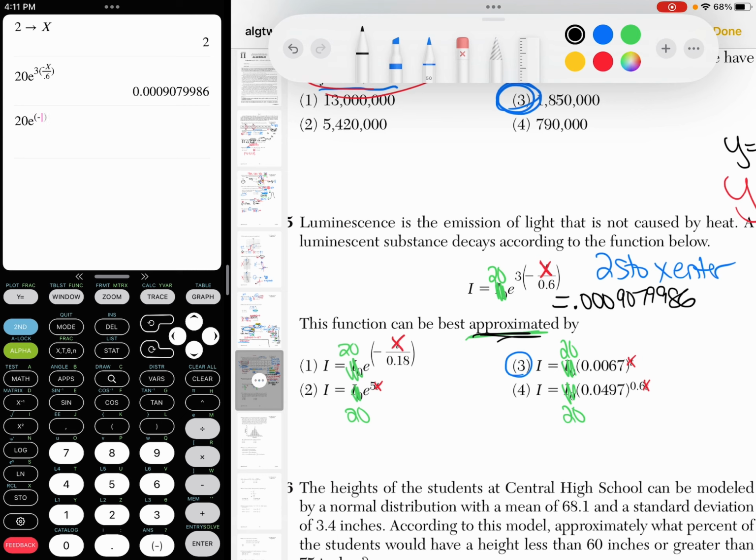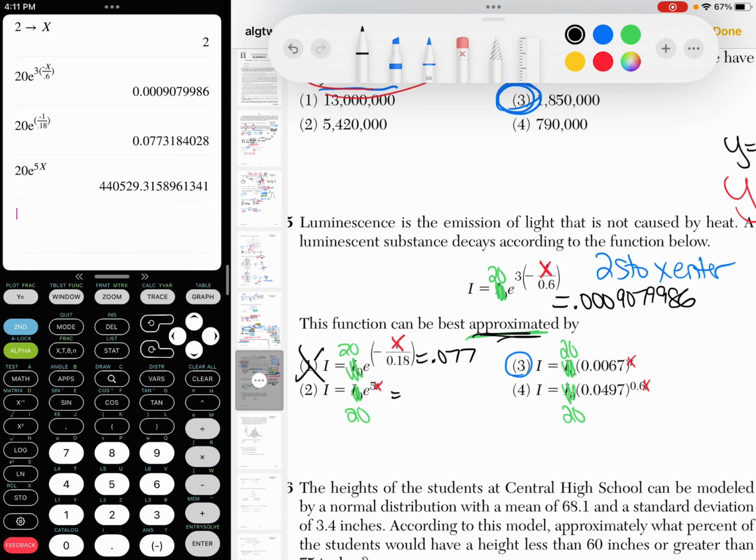I have -1 over 0.18. I don't know what is so hard about me plugging this one in. It's just yucky. So I get 0.077, which is not equivalent right away, so that one's out. I plug in choice 2, 20 e to the 5x. Oh my gosh, the last one I didn't plug in an x. I knew I did something wrong.